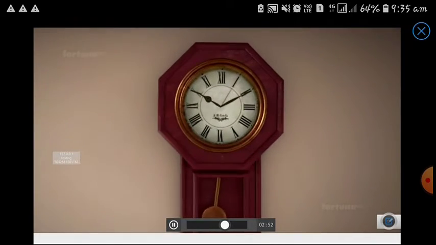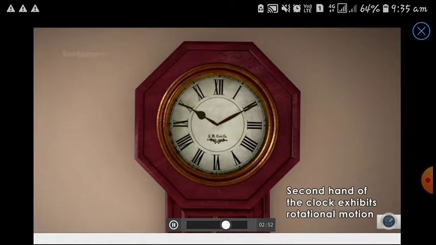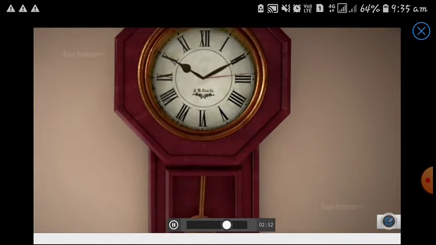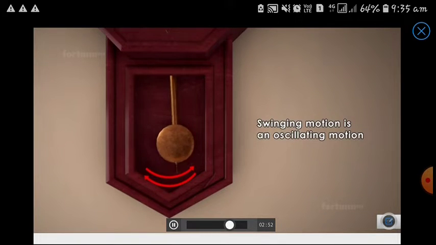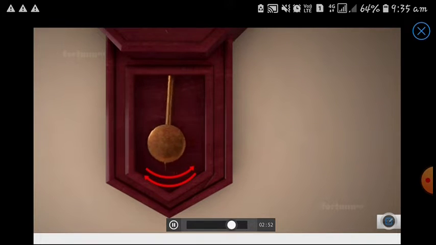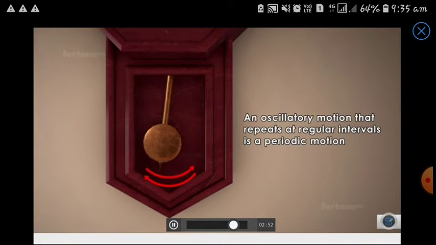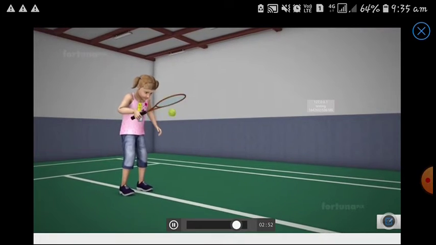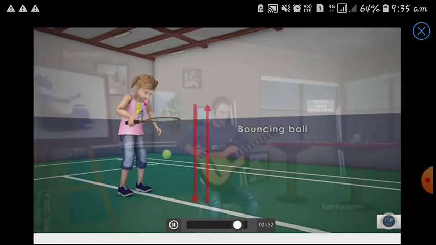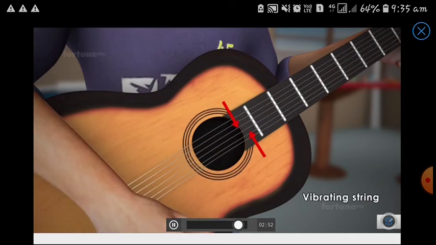Now, let's look at a wall clock. The second hand of the clock exhibits rotational motion. The pendulum of the clock is also in motion as it keeps moving from side to side. This type of swinging motion is an oscillating motion. The pendulum comes back to the same position at regular intervals of time. An oscillatory motion that repeats at regular intervals is a periodic motion. This form of motion can also be seen in a bouncing ball and a vibrating string.